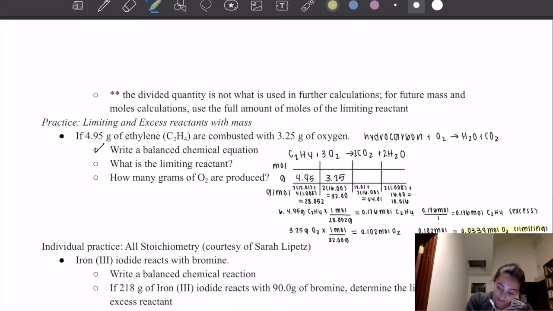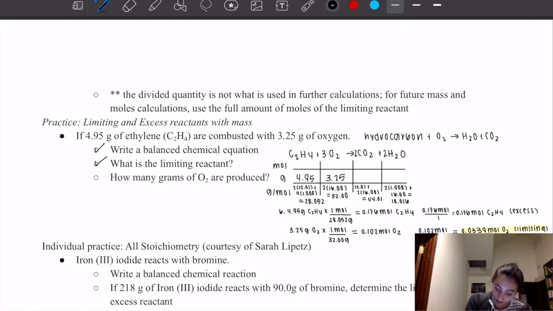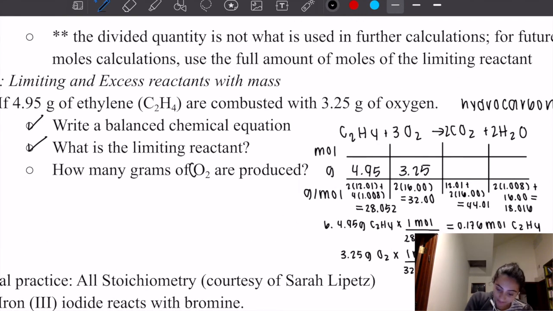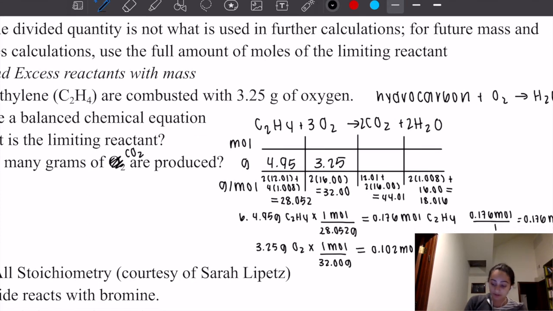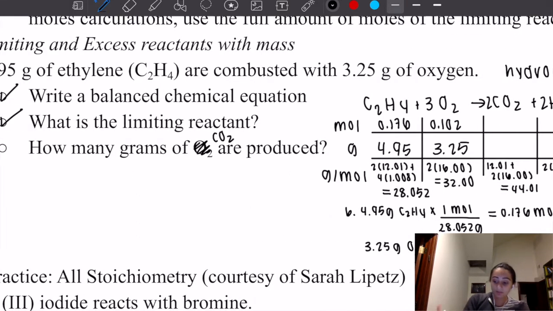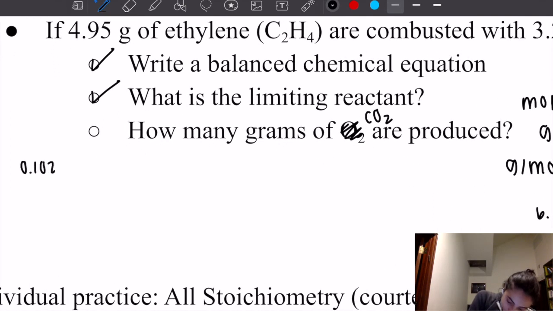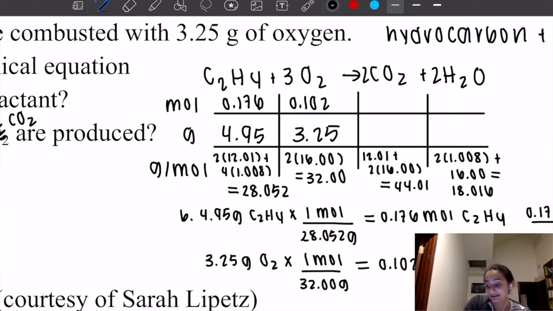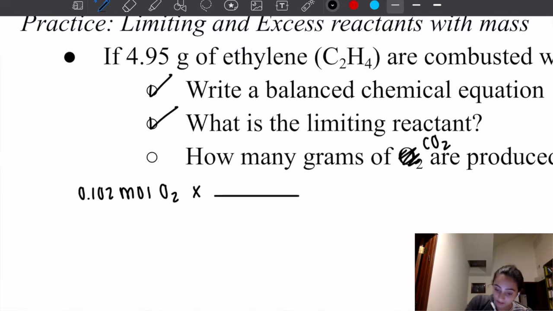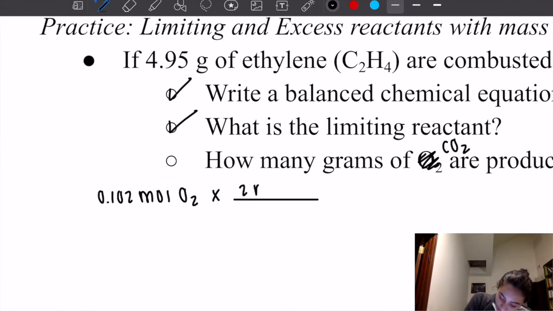Now we need to calculate how many grams of CO2 are produced. This problem should say now how many grams of CO2 are produced. So we are going to use our moles of oxygen, which is 0.102. And remember, we are not using the number that's divided by 3. And we are going to multiply. We are trying to get to mass of CO2. So we are going to multiply by 2 moles CO2 over 1 mole O2.